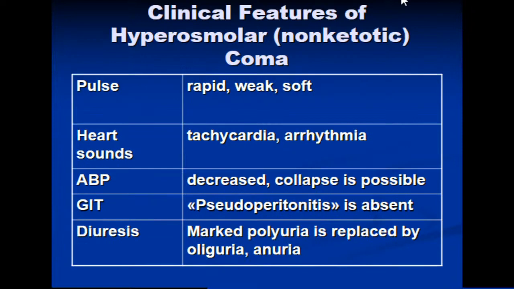Pulse frequent, weak, soft, heart sounds, arrhythmia, tachycardia, arterial blood pressure decreased, sometimes collapse, sometimes hypovolemic shock. GIT system: pseudoperitonitis is absent because of absent ketoacidosis. Diuresis: marked polyuria is replaced by oliguria and anuria.